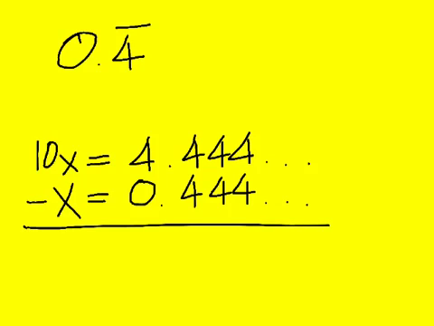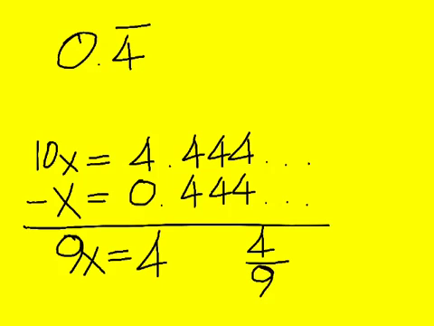Subtract the 2 of them. 10x minus x is 9x. And 4.4 repeating minus 0.4 repeating leaves me with what? 4. To solve, you must put the 4, the number on the right, over top of the number beside the x. This is your answer. Put 4 divided by 9 in your calculator and see if it comes out to be 0.4 repeating. Yes, it does. So that is the answer.